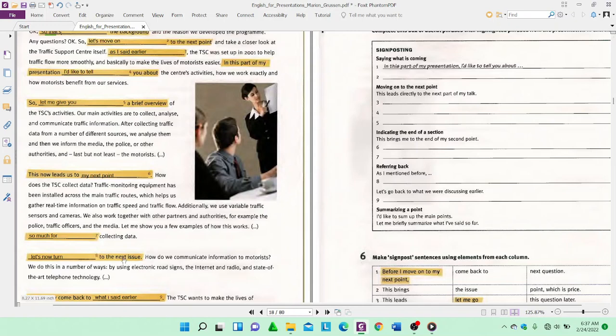Let's now turn to the next issue. It means you have done explaining about the previous issue, which appears before this next issue. And the last one, don't forget that you have to summarize points so that our audience will find it easy to remember and get the main point of that particular part of your presentation.